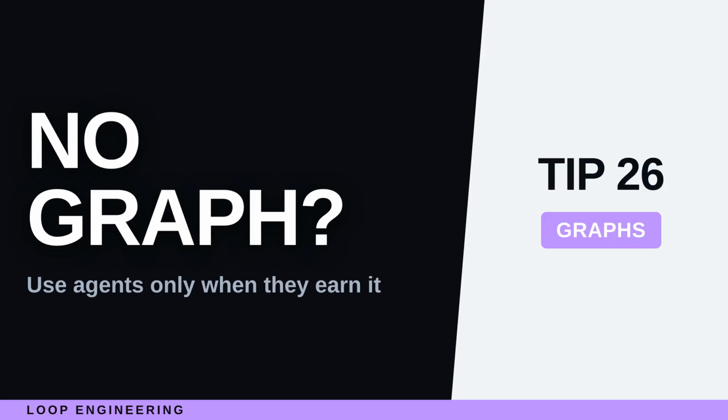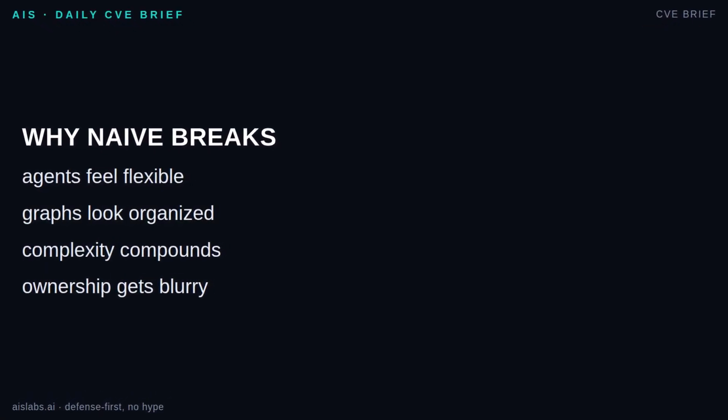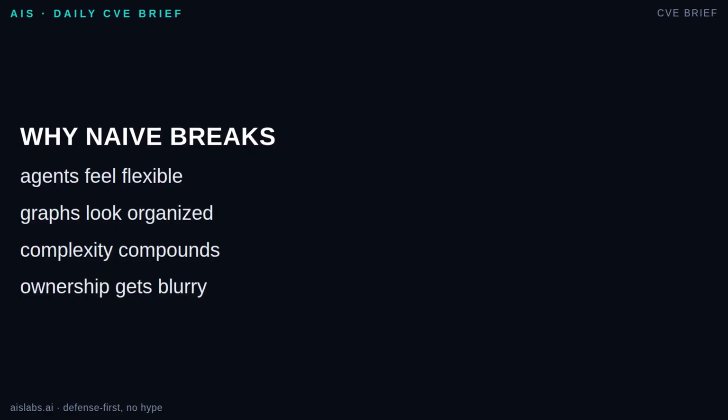The graph did not improve the work. It hid the work. That is the mistake we are killing today. The naive move is to see a messy workflow and say, let's make it agentic. Then the next move is, let's draw it as a graph. It feels mature. It gives you boxes and arrows. It gives a demo something to show.